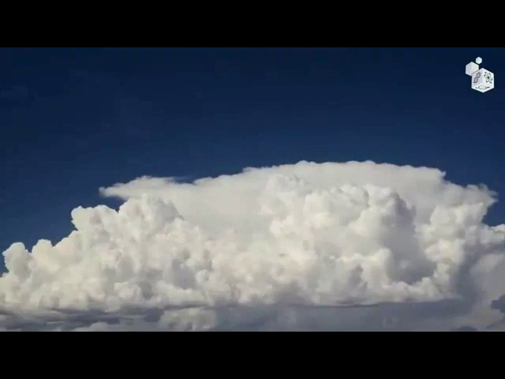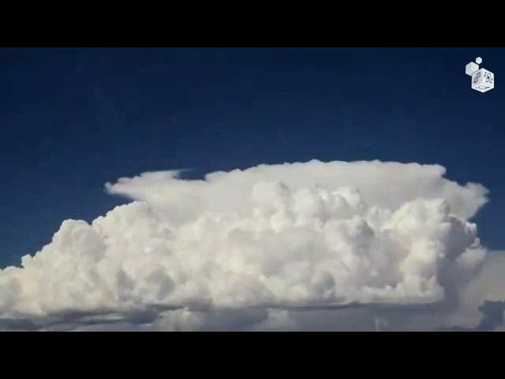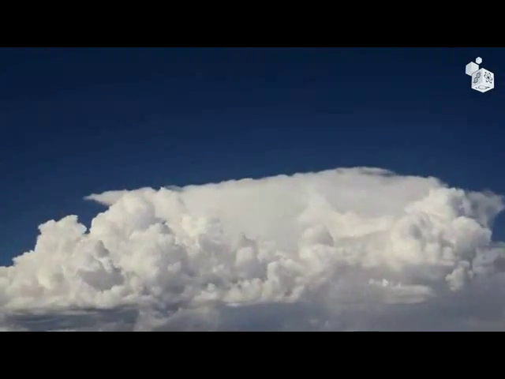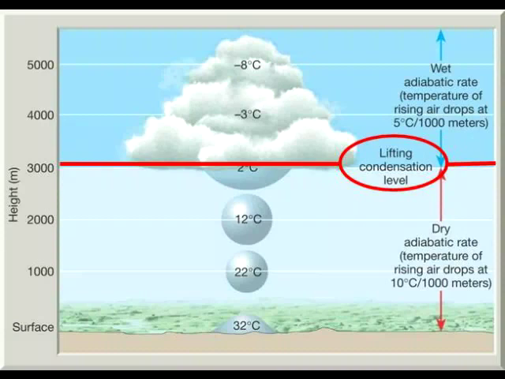When humid air rises, it expands, cools down, and small droplets form through condensation to develop clouds. Condensation occurs at the lifting condensation level. This is the level where saturation of the air occurs, or in other words, where the temperature of the air was chilled to the dew point.